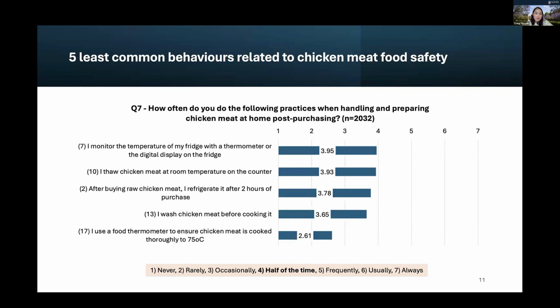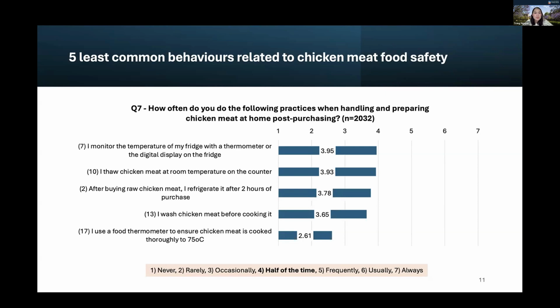So number 10, for example, I thaw chicken meat at room temperature on a counter. This actually would not be recommended, but we can see that nearly half of the time an average person in our sample did this. And then refrigerating chicken after 2 hours of purchase would also pose some risk for food safety. And we also see an average person would do this nearly half of the time. And washing chicken meat was also done by an average person nearly half of the time.